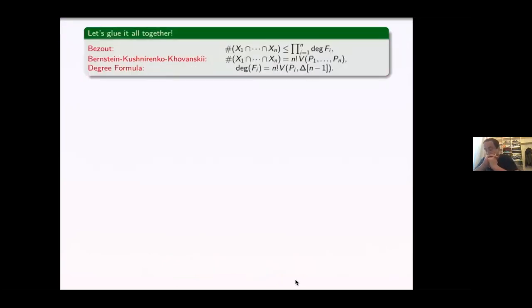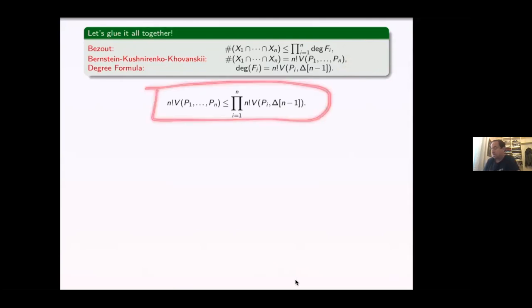So now let me glue it all together. This is the formula for Bezout, this is the Bezout theorem, this is an algebraic geometry formula. This is another algebraic geometry formula. So putting this together, substituting those into this inequality, we get this, which is nice, but not clear what it is yet.